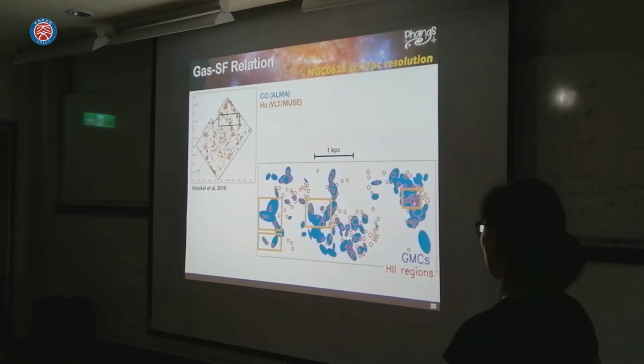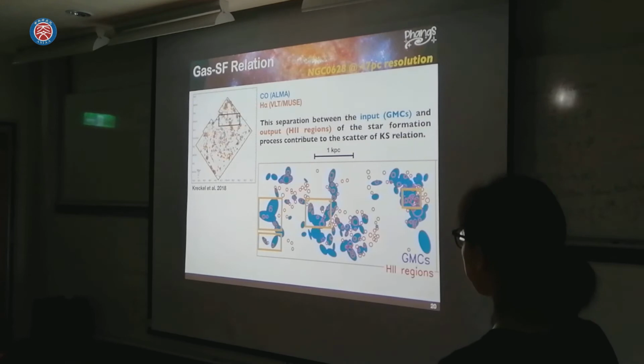And although molecular clouds and H2 regions still overlap in many regions, the number of H2 regions per giant molecular cloud also changes from region to region. This separation between molecular clouds, that is the x-axis of the Kennicutt-Schmidt relation, and the H2 regions, that's the y-axis of the Kennicutt-Schmidt relation, contributes to the scatter of this relation.